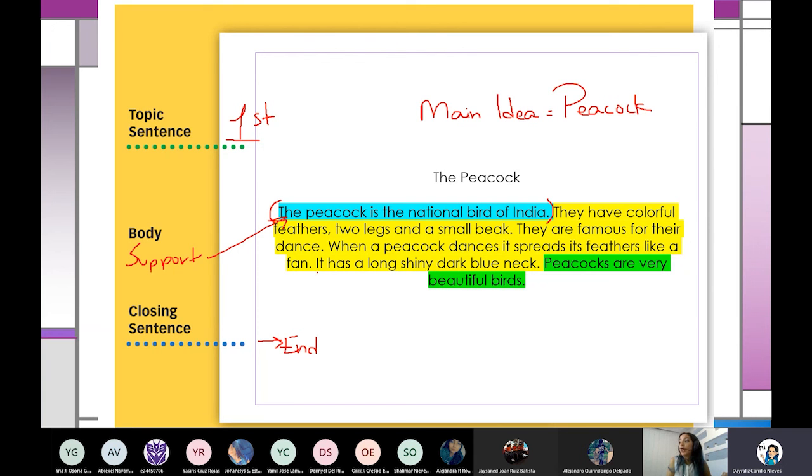It says, it has a long, shiny, dark blue neck. So yes, the supporting details are details about how it looks and its actions. So describing the peacock. And then the green sentence is the closing sentence. Peacocks are very beautiful birds.